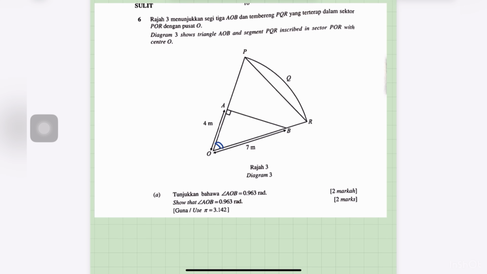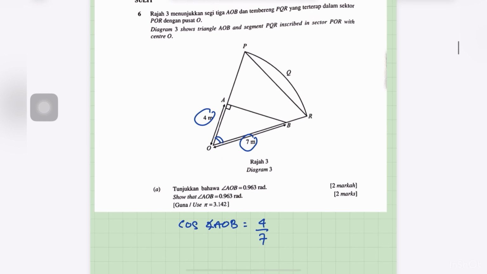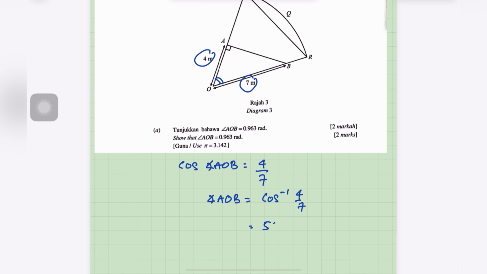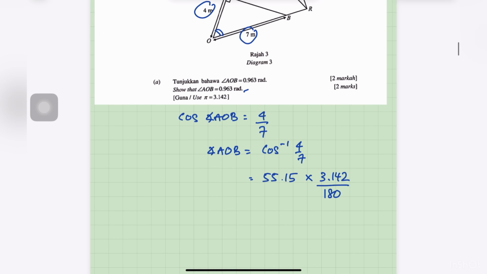Okay, this one. Okay, we have right angle triangle here with adjacent 4 and hypotenuse 7. So adjacent and hypotenuse, we can use cos, right? Okay, so cos angle AOB, adjacent 4/7. So angle AOB, cos inverse 4/7 equals to 55.15. Okay, but we need to show in radian, so times pi over 180. So times 3.142 over 180. So kita kira, kita dapatlah equals to, kita boleh show 0.963. So shown.